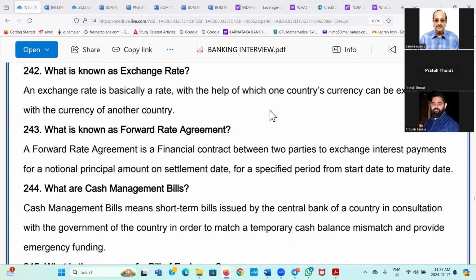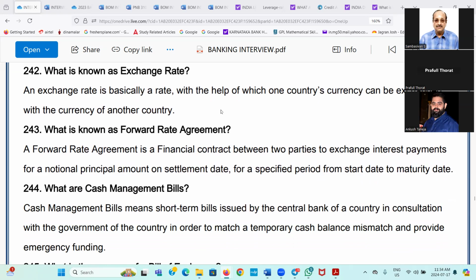243. What is known as forward rate agreement? A forward rate agreement is a financial contract between two parties to exchange interest payments for a notional principal amount on settlement date for specified period from start date to maturity date.